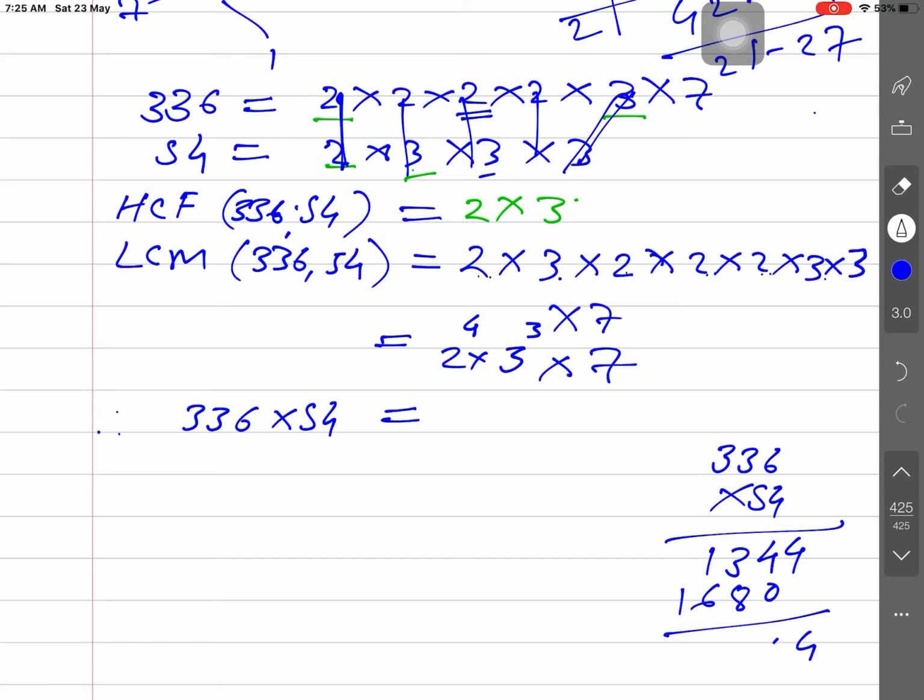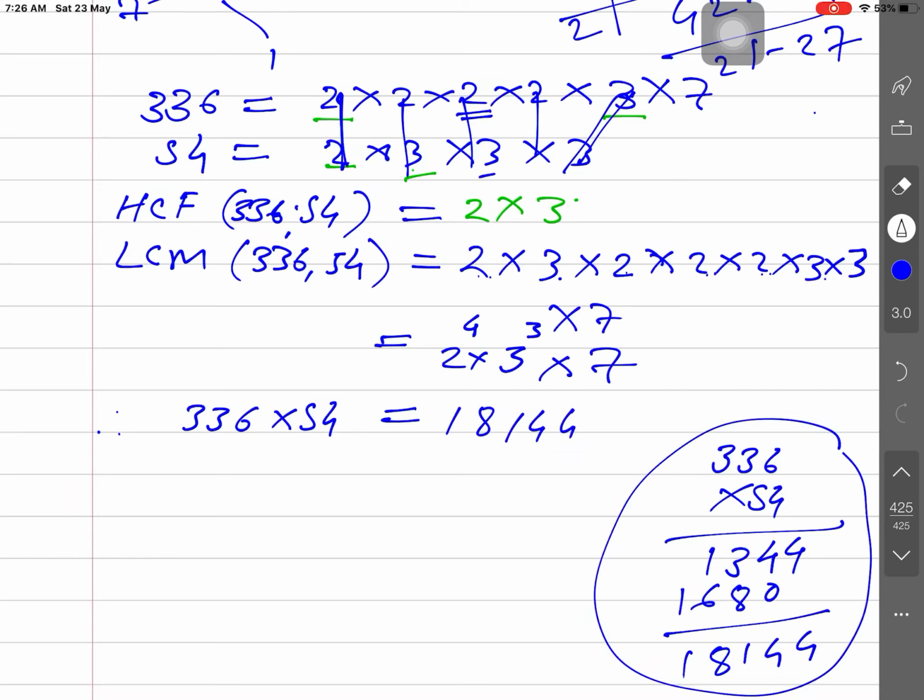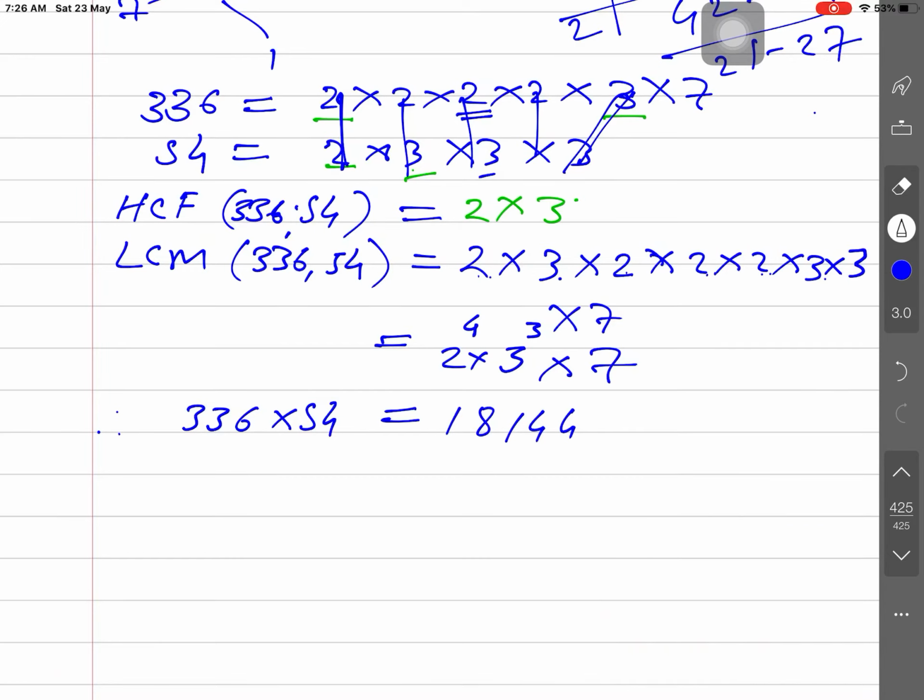Again what is here? 4, 8 3s, 11. What is coming here? It is 18144. This is the number now coming after multiplication. And what is to be done here after multiplication? It's very simple. You need to factorize it.